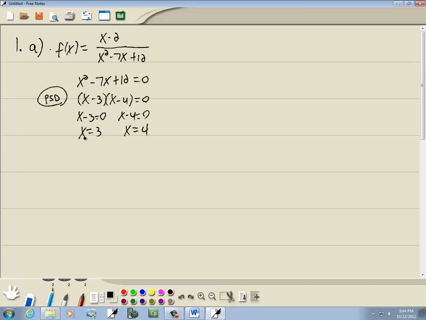Now these are the values that cause us problems. If I put 3 up in this problem, I get 3 squared, which is 9, minus 7 times 3, which is 21. 9 minus 21 is negative 12. Negative 12 plus 12 gives you 0. So these are the values we cannot have. So we put a slash through these, and x cannot equal 3, and x cannot equal 4. If you prefer interval notation, this would go from negative infinity to 3, union 3 to 4, union 4 to positive infinity.